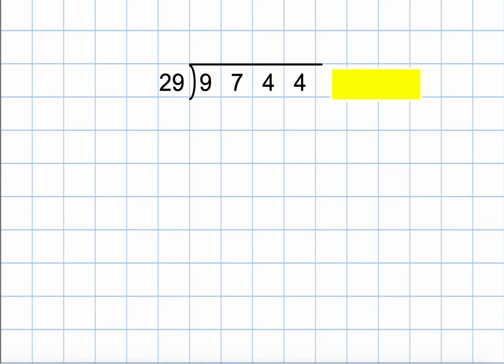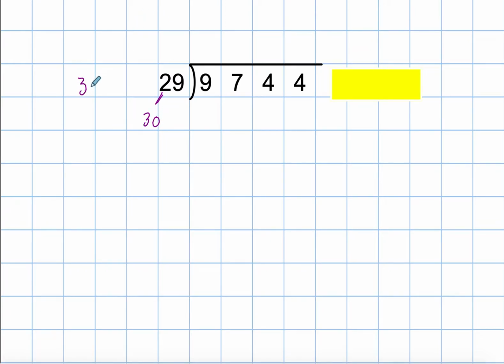Example of two-digit divisors with long division. This time my problem is 9,744 divided by 29, and my starting point still needs to be with that estimate. So 29 is going to round to 30.